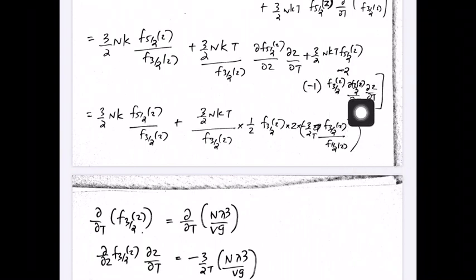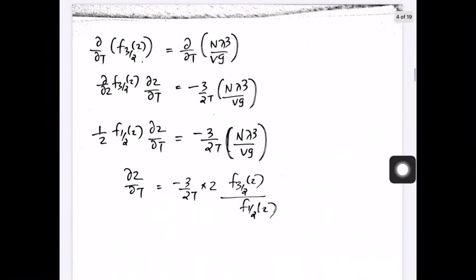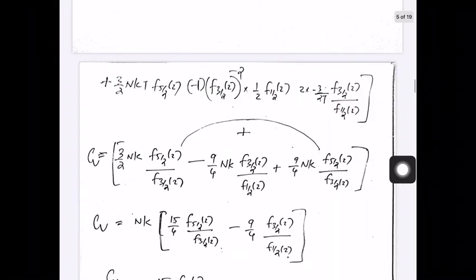Here ∂f_{3/2}(z)/∂z will be, okay, (1/z) f_{1/2}(z). Okay, ∂f_{3/2}(z)/∂z. This is not T, this is z. So that will be (1/z) f_{1/2}(z), and ∂z/∂T, as we did here, we substitute this. So the third term will be this. This will be the third term, and we simplify this and we get this expression.